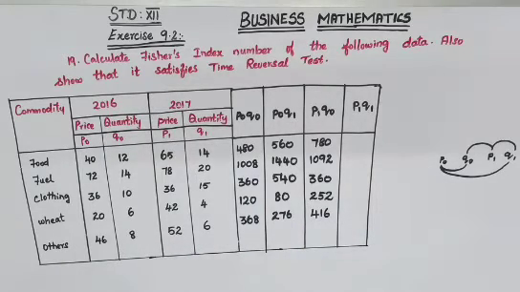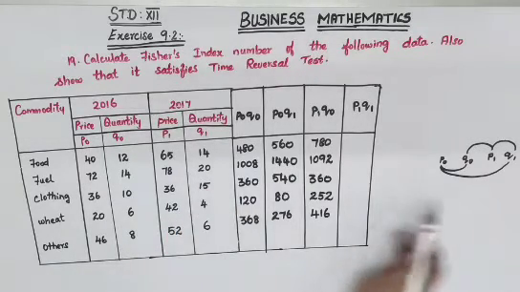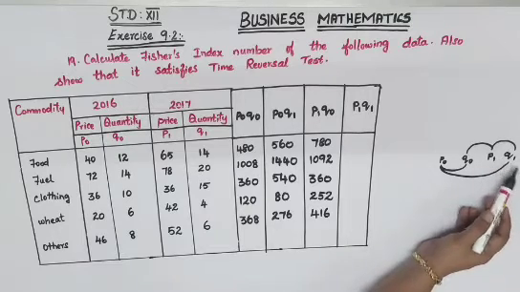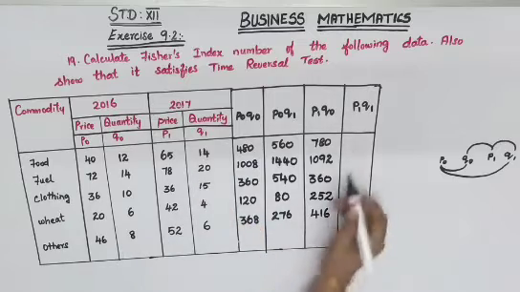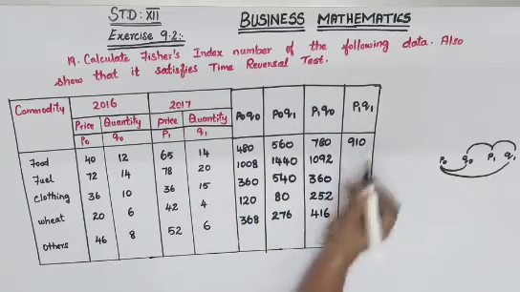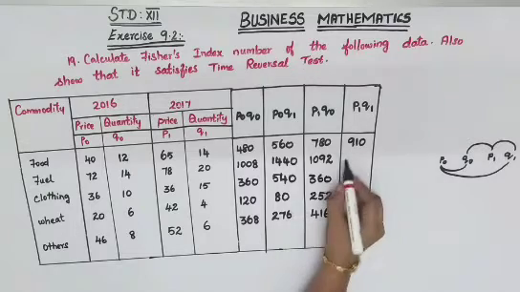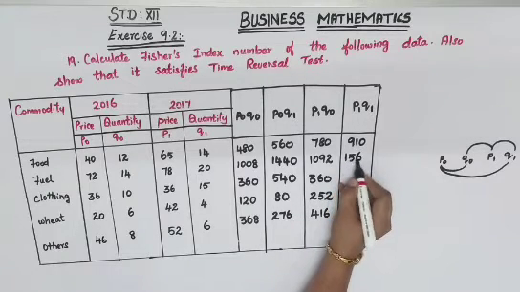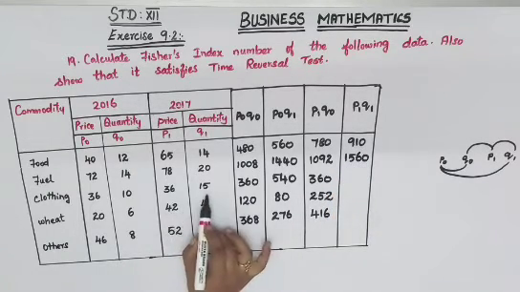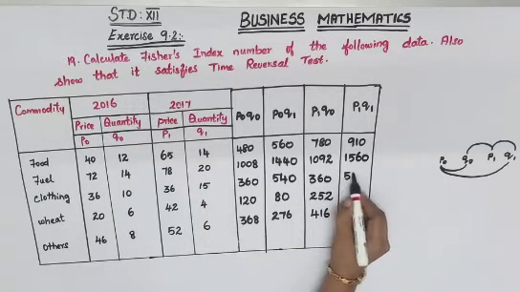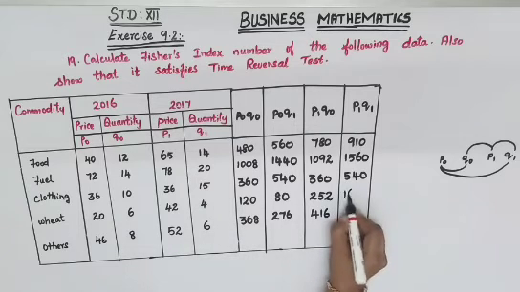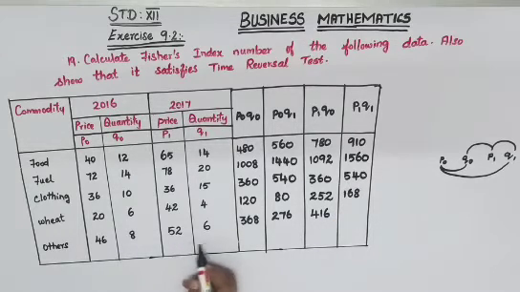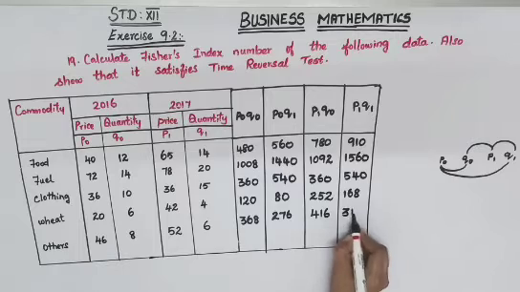The next is last column P1 Q1. So the last two columns you'll have to multiply. That is what I have just drawn it here, P1 Q1. Okay. So P1 and Q1 multiplying, you'll get 65 into 14, you'll get 910. 78 into 20, you'll get 1560. 36 into 15, you'll get 540. 42 into 4, you'll get 168. 52 into 6 you'll get 312.